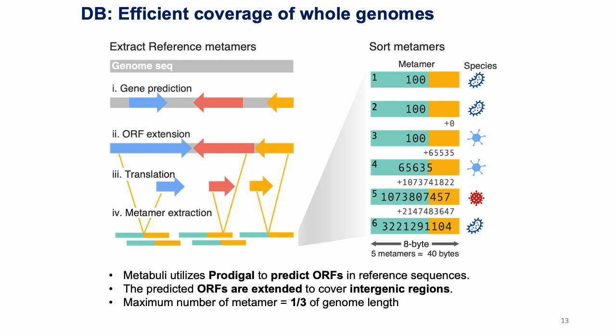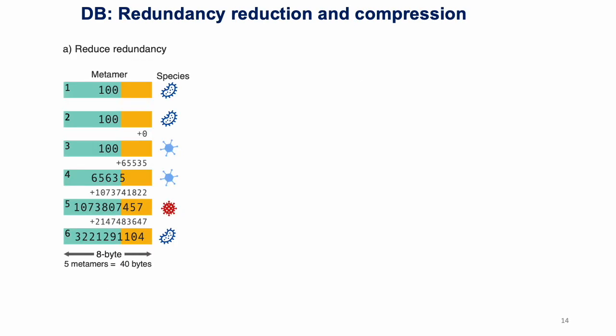Because we translate the whole genome in a single frame, the amino acid length is 1/3 of the whole genome, so the maximum number of extracted metamers is about 1/3 of the genome length, which leads to a small database size. To further reduce the database size, we removed redundant metamers and stored the remaining metamers in a compressed way.